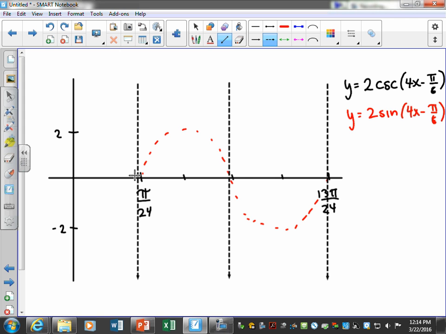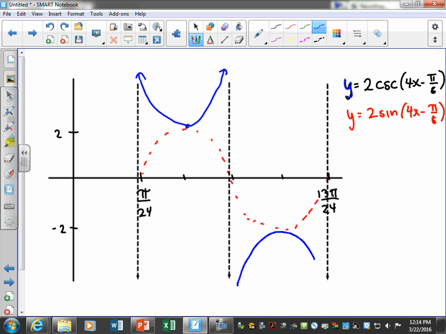Okay, so everywhere it crosses that zero, the sine graph, we're going to have undefined, and then we're going to graph this in blue. So y equals 2 cosecant x. We're just going to come here and sketch these as if this was like points right there, and rough sketch here. So y equals 2 cosecant of 4x minus pi over 6 is going to be the graph in blue. But you could see how we used our sine graph to be able to get that sketch.